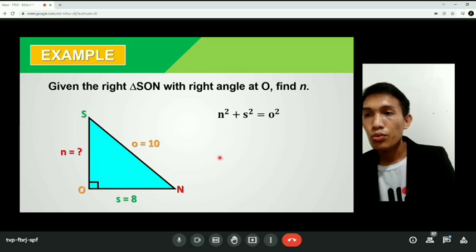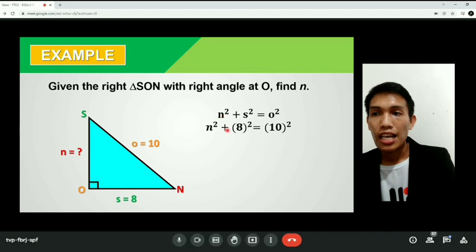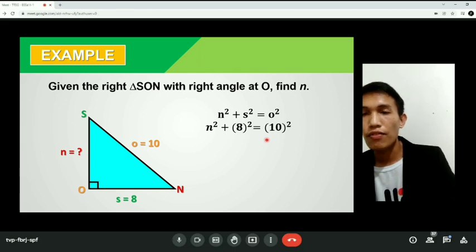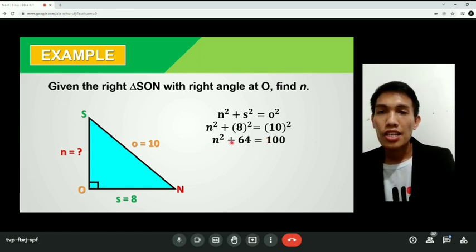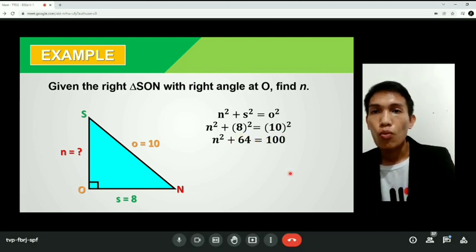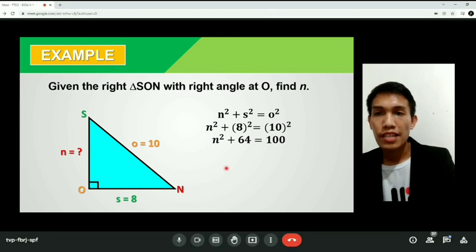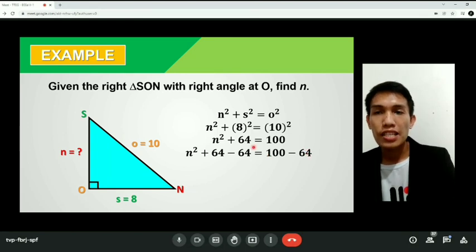Let's substitute 10 for O and 8 for S. So we have N squared plus 8 squared, since 8 is the value of S, equals 10 squared, since 10 is the value of O. That becomes N squared plus 8 squared, which is 64, equals 10 squared, which is 100. We subtract 64 from both sides, so N squared plus 64 minus 64 equals 100 minus 64, to eliminate the 64.